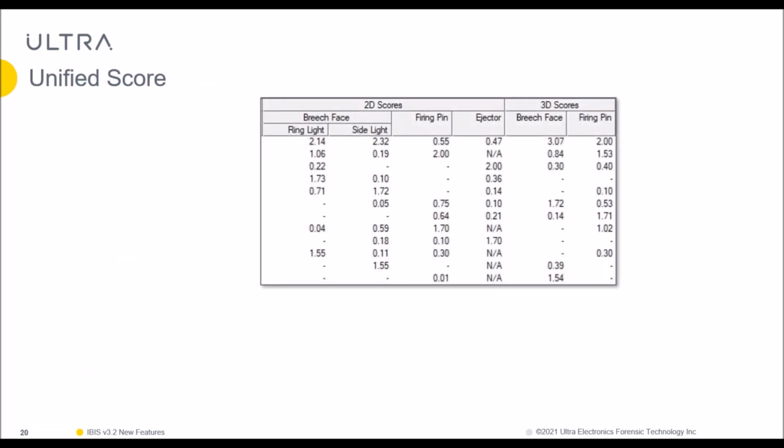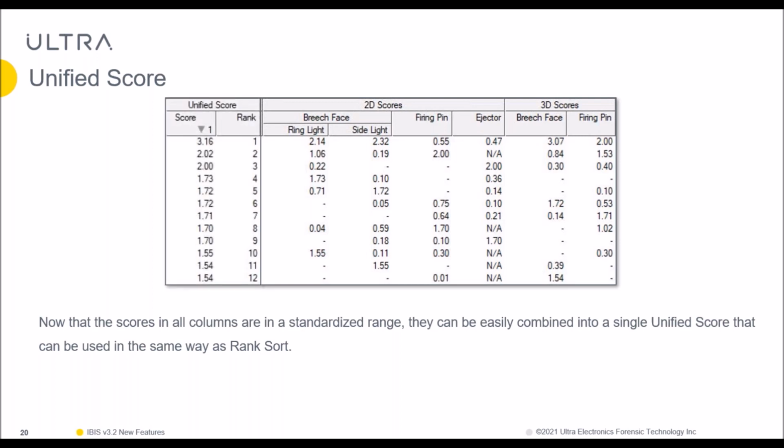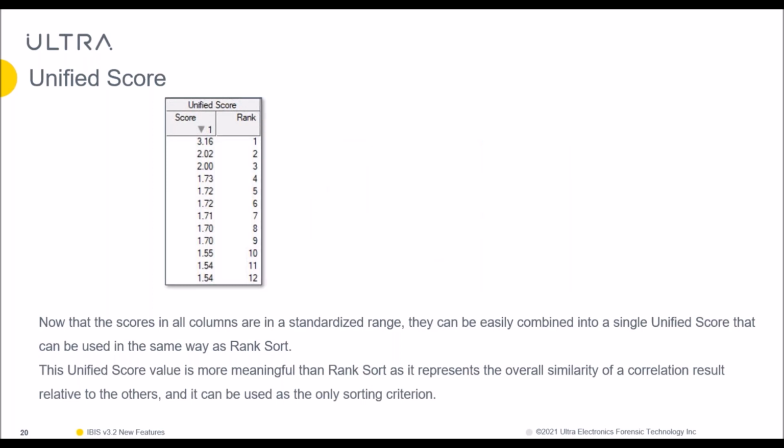Okay. Now that all of the columns are scored on a standardized range, they can be easily combined into a single unified score that will work in the same way as rank sort. Now, the unified score is more meaningful than rank sort because it represents the overall similarity of a correlation result relative to the others, and it can be used as the only sorting column. So really, all we need is the unified score.